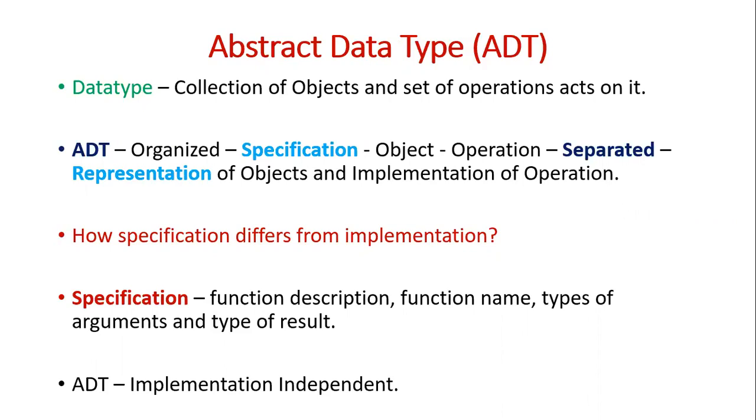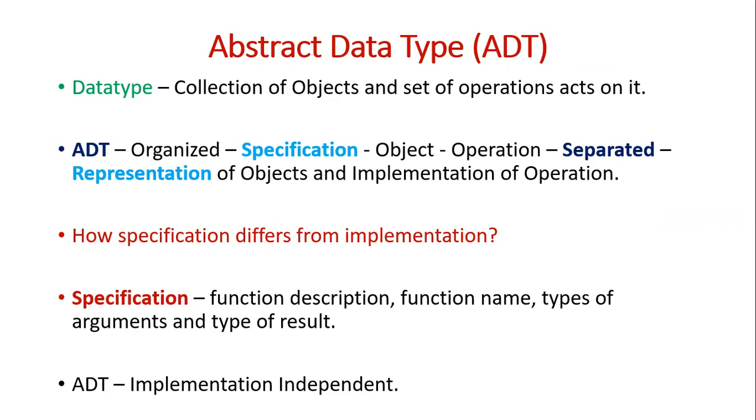Like that, for every data type there will be a range, and then there are operations you can perform on the data type. Normally if it is an integer, you can perform addition, subtraction, division, all these things. So this is how we define a data type. A data type is a collection of objects and a set of operations that can be performed on it. Now let us try to understand what is meant by an abstract data type.